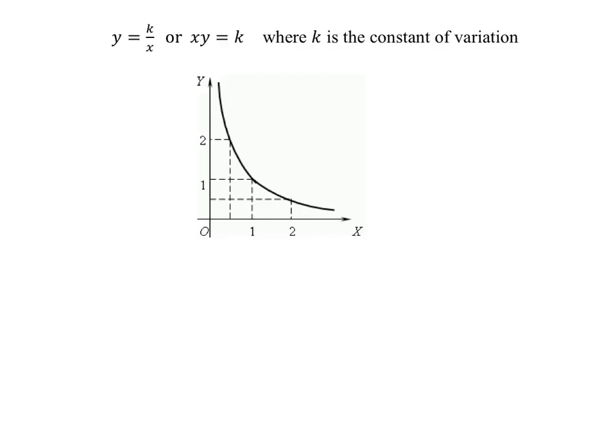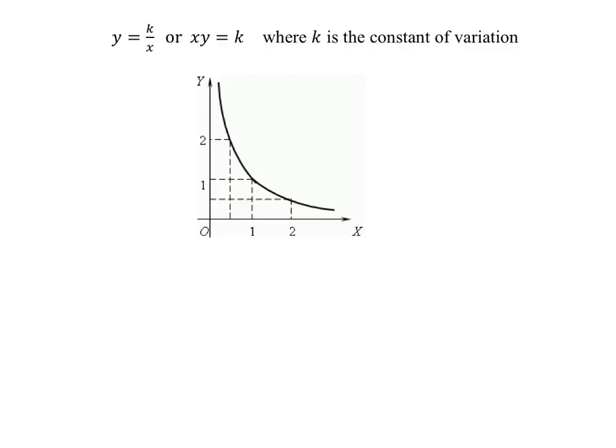So the general function for this is y equals k over x. What was the function for direct variation? Y equals kx. So the only difference, obviously, is that x is in the denominator. And if you're not certain that this is true, all you got to do is check it out.